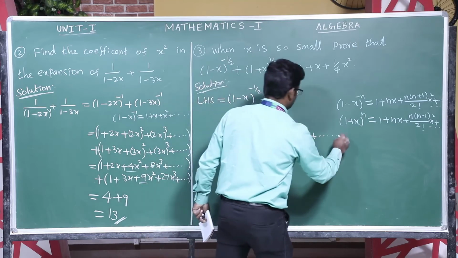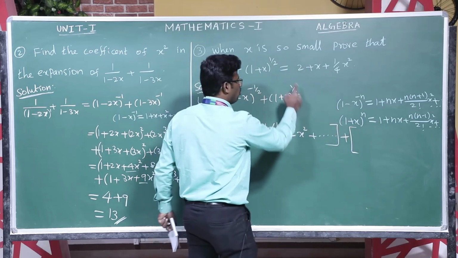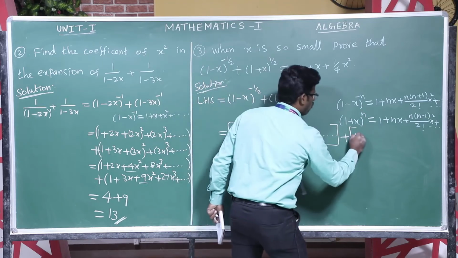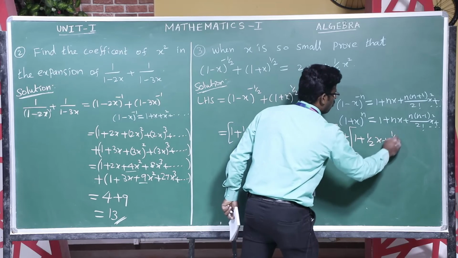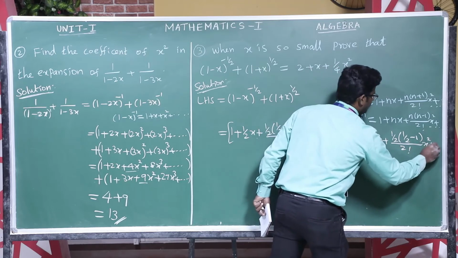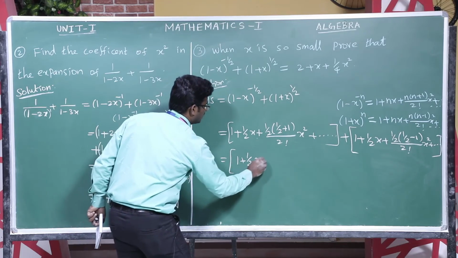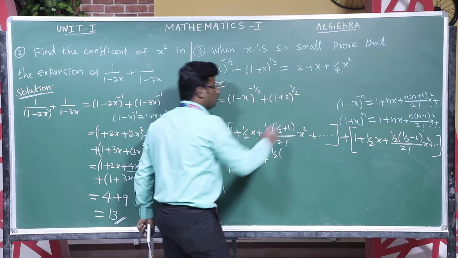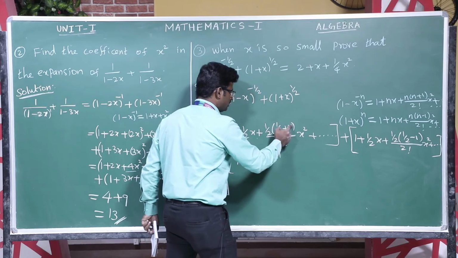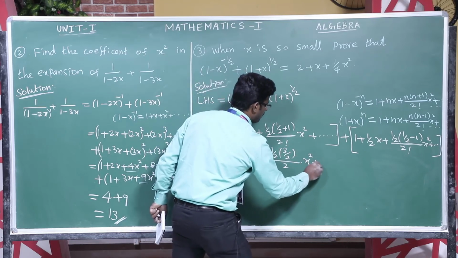Then in the second case, 1 plus x whole power 1 by 2, that is 1 plus x whole power n. Here also n is replaced by 1 by 2: 1 plus 1 by 2 x plus 1 by 2 into 1 by 2 minus 1 by 2 factorial into x square plus etc. The first one is equal to 1 plus 1 by 2 x plus 1 by 2 into 1 by 2 plus 1; cross multiplying, 1 plus 2 is 3, so 3 by 2, and 3 by 2 over factorial 2 gives x square plus etc.